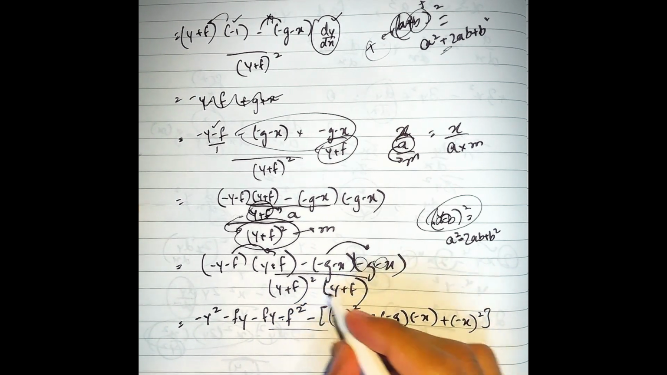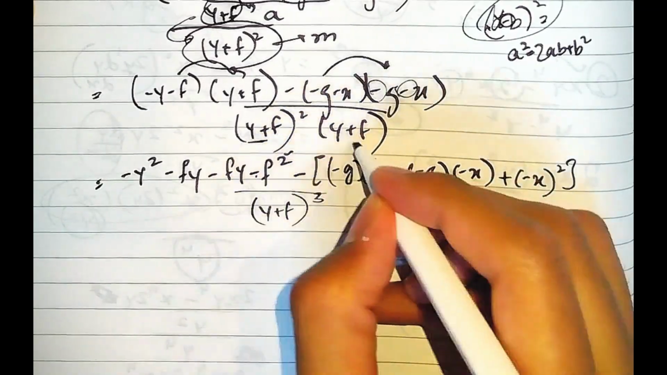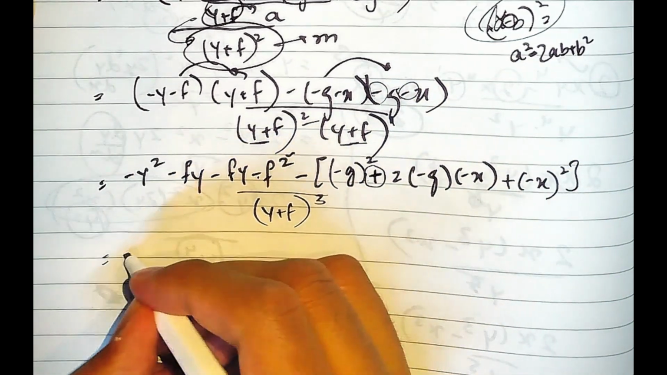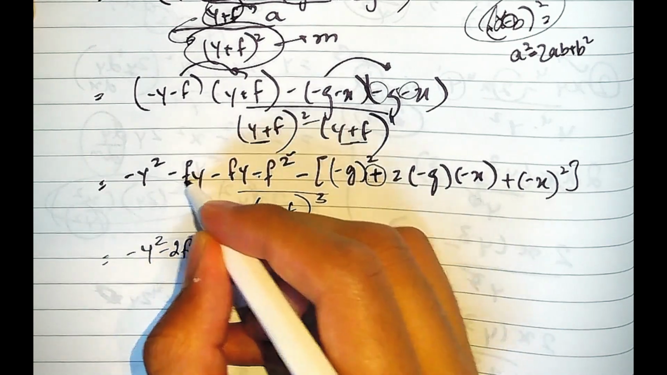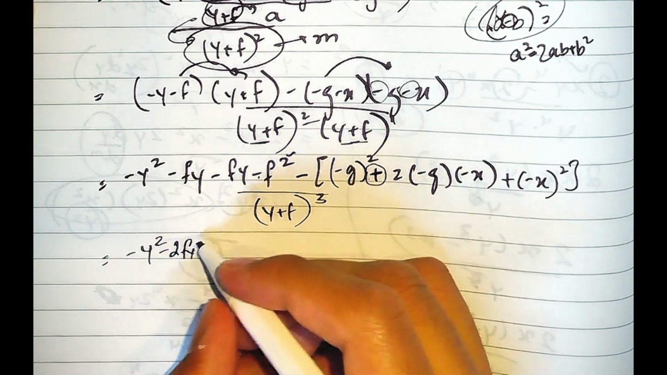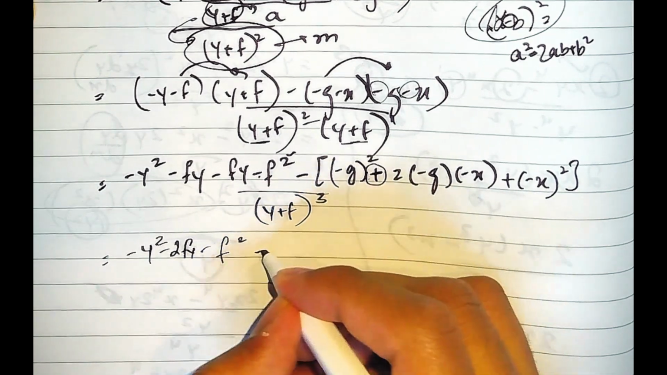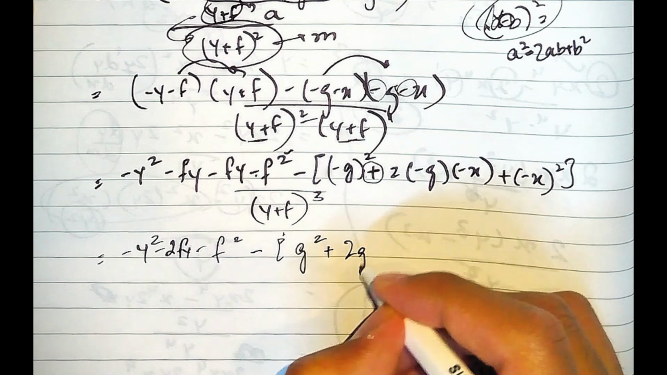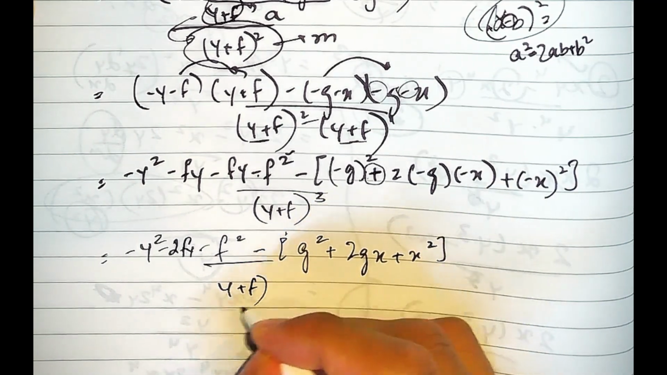Divide by y plus f whole square multiplied by y plus f gives us y plus f cube, because when the bases are same, the powers are added. 2 plus 1 gives us 3. So we have negative y square negative f, let's just write it 2fy, because negative fy gives us negative 2fy. These will be added but the signs will remain the same. Minus f square minus, okay, negative gives us positive, and the positive sign we have 2gx plus x square divided by y plus f cube.